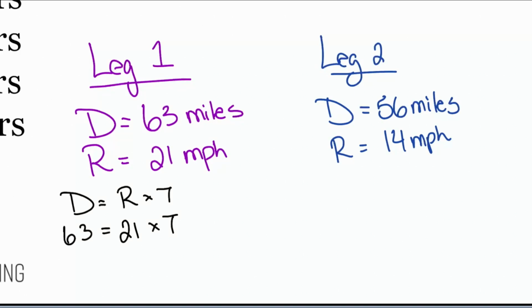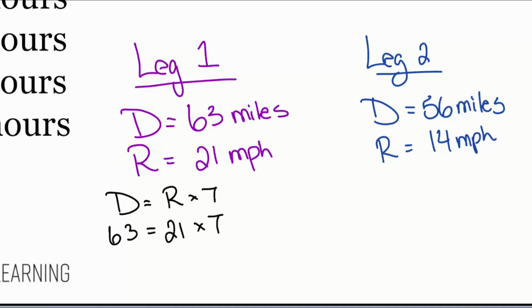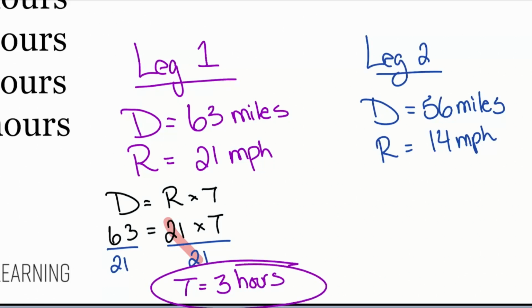What number are we going to divide both sides by, everyone? Correct. We're dividing by 21. So let's go ahead and perform that here. Divide 21 on both sides. And that's going to cancel out on that right side, giving us 63 divided by 21 is 3 hours. So that's what we have for leg number 1. It's a 3-hour trip for the first leg.